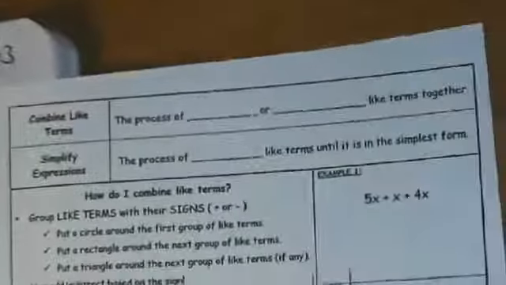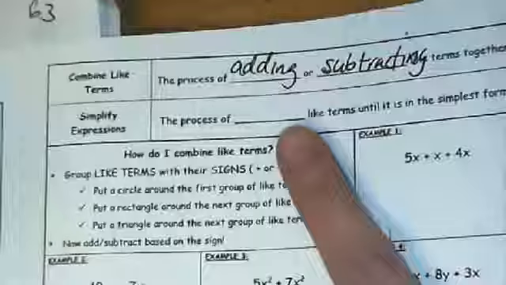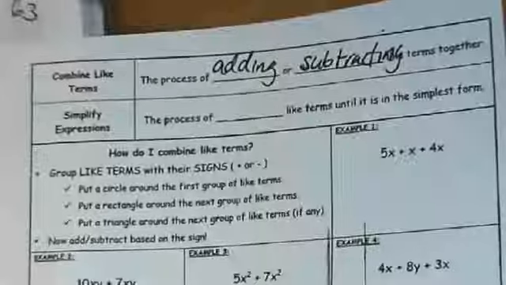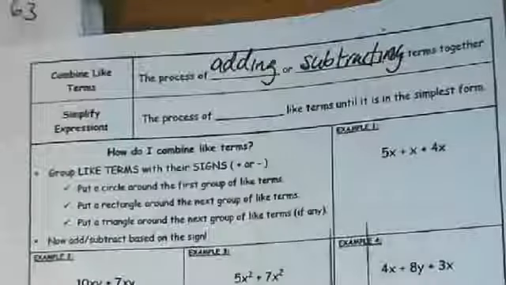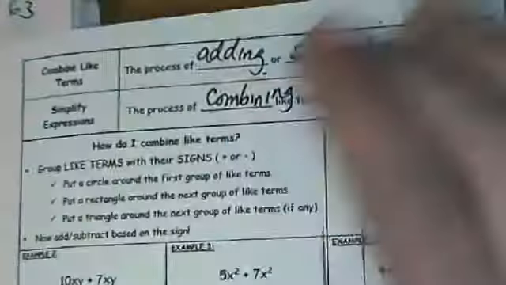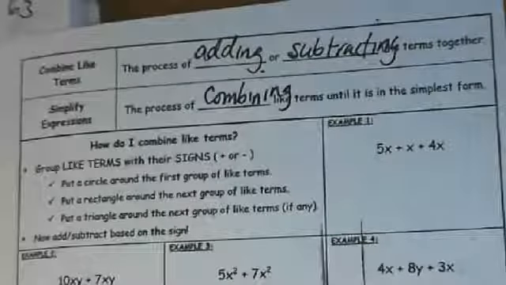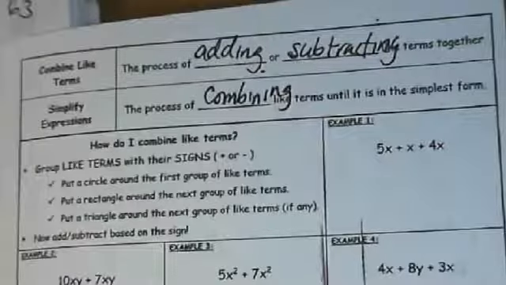On the other side of your notes, now we're going to talk about combining like terms. The process of adding or subtracting like terms together. Okay? So if they're like terms, you can add or subtract them. The process of combining like terms until it is in simplest form. That is when you simplify expressions. Okay? So the rules to do this. How do you combine like terms?